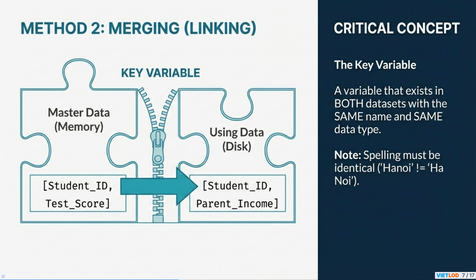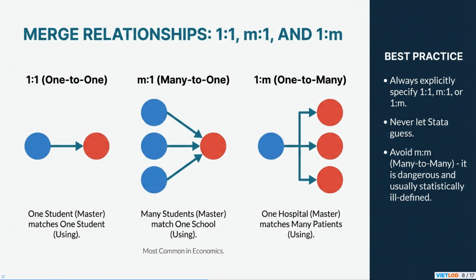It's the variable that exists in both datasets and is used to match observations. For a successful merge, the key variable must have the exact same name and the same data type in both the master and using files. Even minor differences in spelling, like Hanoi versus Hanoi, will cause the match to fail. For example, you have a master dataset with student ID and test score. You have a using dataset with student ID and parent income. By merging on the key variable student ID, you can add the parent income variable to your master file for each student.